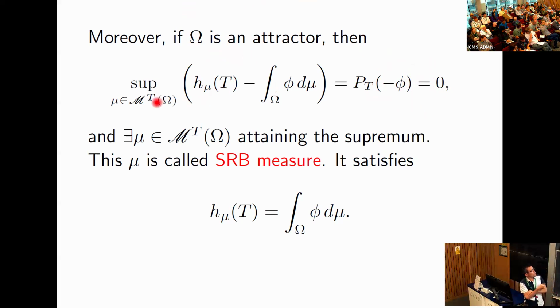And moreover, there is a probability measure mu attaining the supremum. So this measure mu is called the Sinai-Ruelle-Bowen measure. So it satisfies this equation. This is a very brief review of Sinai-Ruelle-Bowen theory. Is it okay? And I want to establish some analog of this theory for Brody curves.